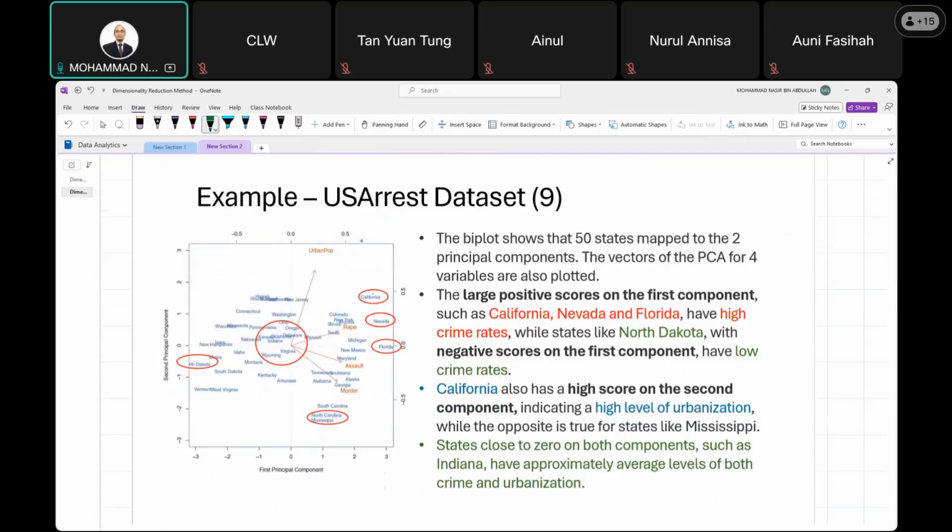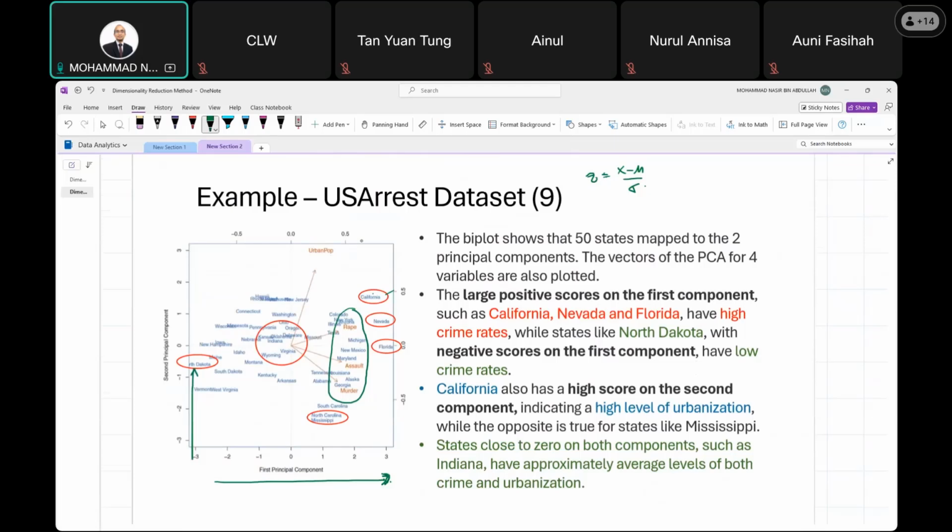At this point we represent the z value, right? We have already calculated it based on the normalization procedure, x minus mu divided by sigma. If you look at the largest value of the first principal component, it consists of the violent crime rate. California, Nevada, and Florida have a very high crime rate. But North Dakota has the smallest crime rate, because its principal component value is very low.